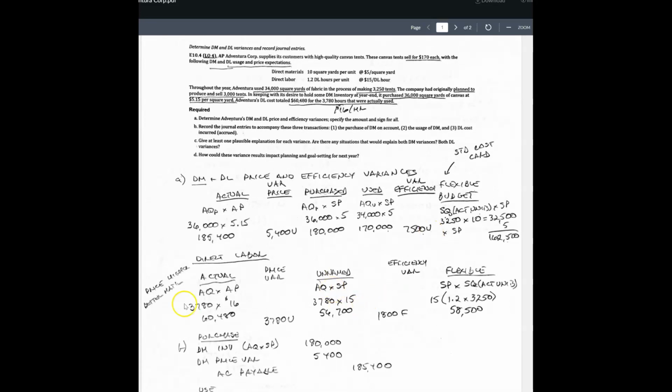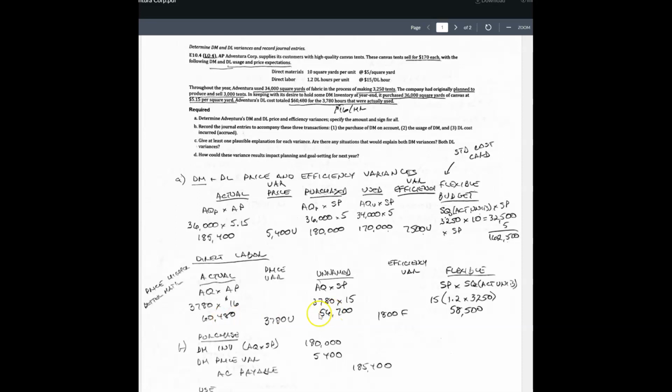Okay, then for direct labor, our actual quantity would be 3,780 hours that we worked. It's here someplace, right? Yeah, 3,780 hours that we worked at $16 an hour was the $64.80 that was given. And the AQSP column would be our actual quantity, 3,780. Standard price is $15 per direct labor hour, okay? And then that gives us $56.70.